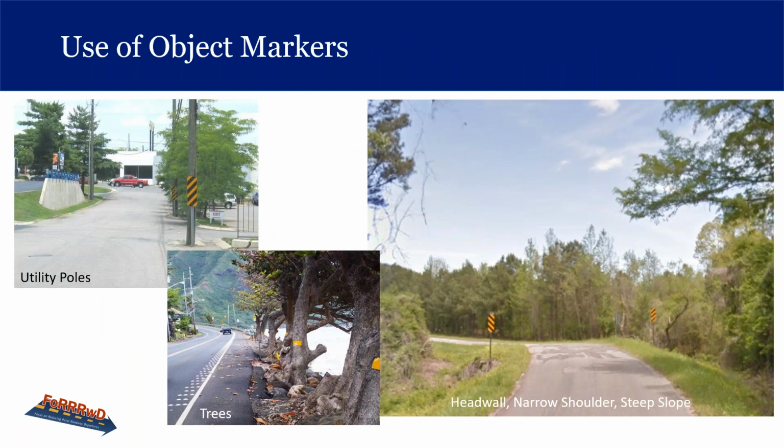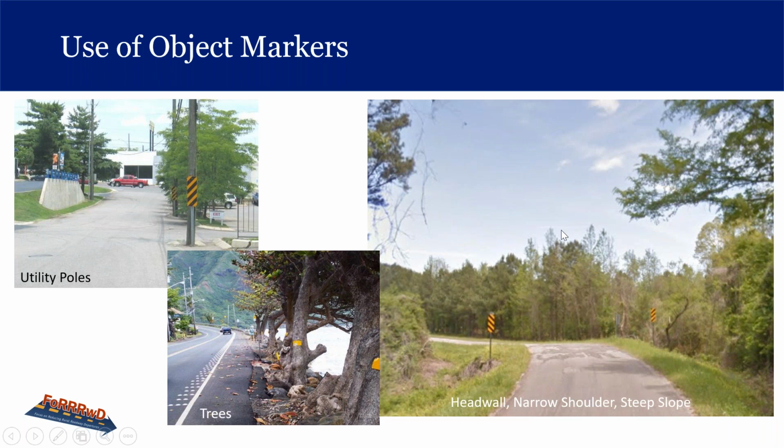Then we have the use of object markers. If we can't provide a clear zone free of obstacles, then we need to look into the use of object markers. And so on the left over here, we have a utility pole that has an object marker on it. And then the trees in the middle here, I think that's in Hawaii. And those trees are very important to the people there. So they're not going to chop them down. So they have placed a solid yellow object marker to delineate those trees.